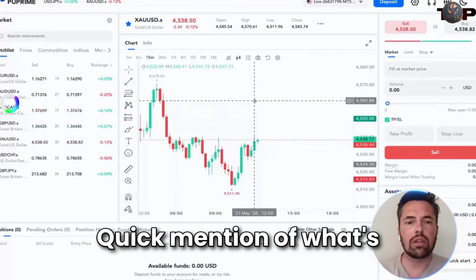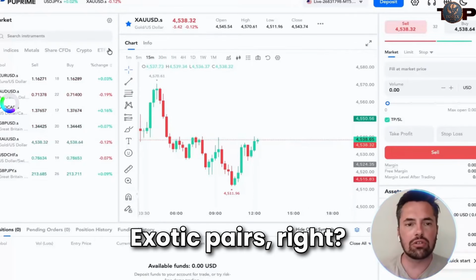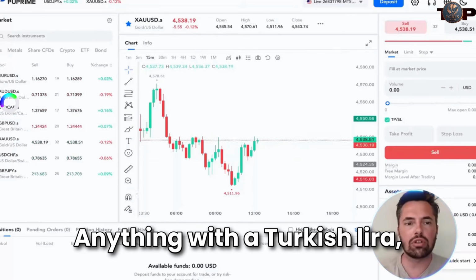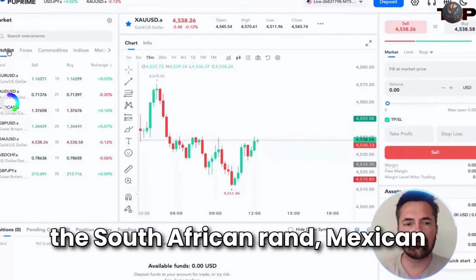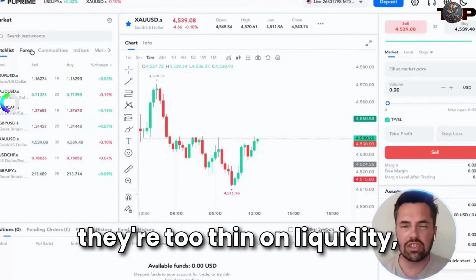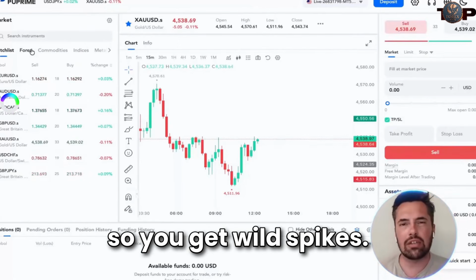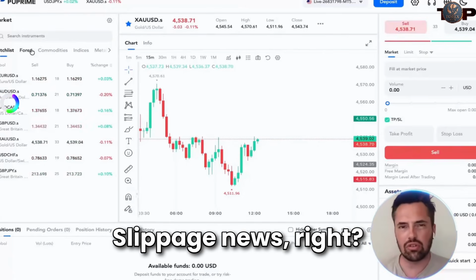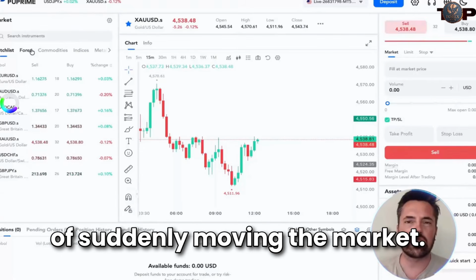Quick mention of what's not on my list. Exotic pairs, right? Anything with a Turkish lira, the South African rand, Mexican peso, they're too wide on spread. They're too thin on liquidity. So you get wild spikes, slippage, news, right? You've never heard of suddenly moving the market.